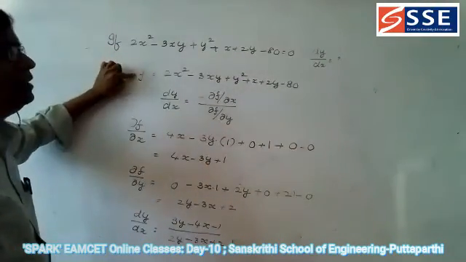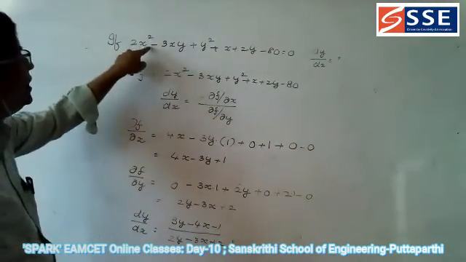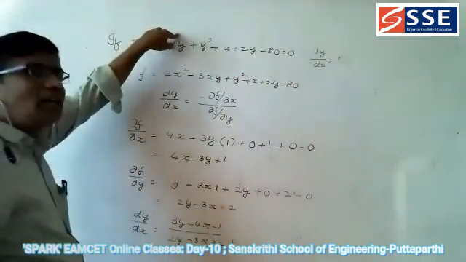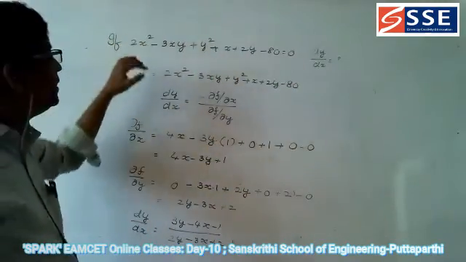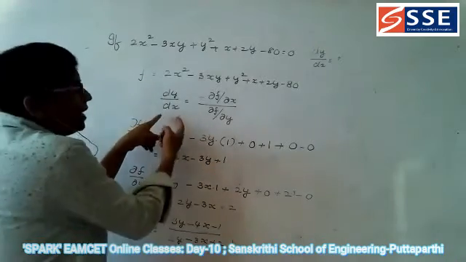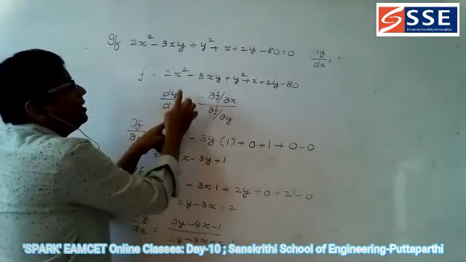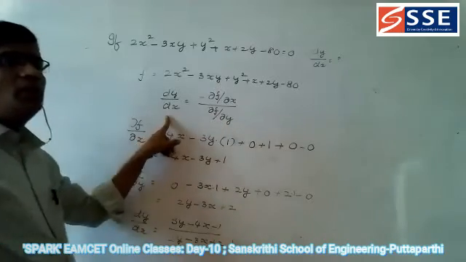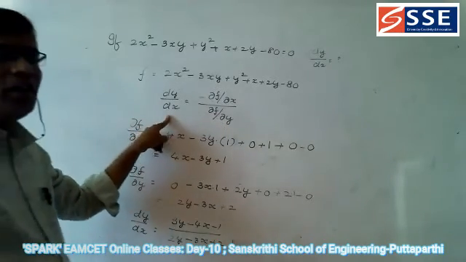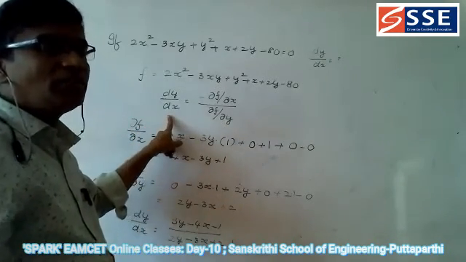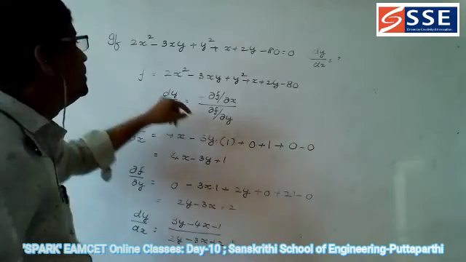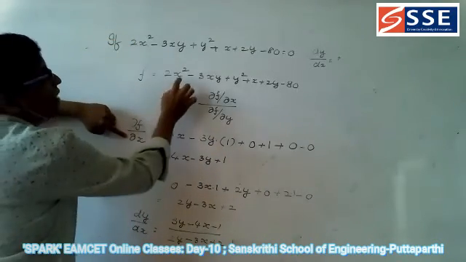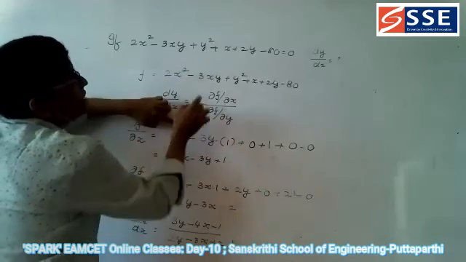If f is given, a function in both x and y, to solve this you need to take partial differentiation. Here dy by dx is equal to minus dou f by dou x divided by dou f by dou y. This is the relation between ordinary differentiation and partial differentiation. According to this, differentiate the given function with respect to x, and differentiate only the x terms.